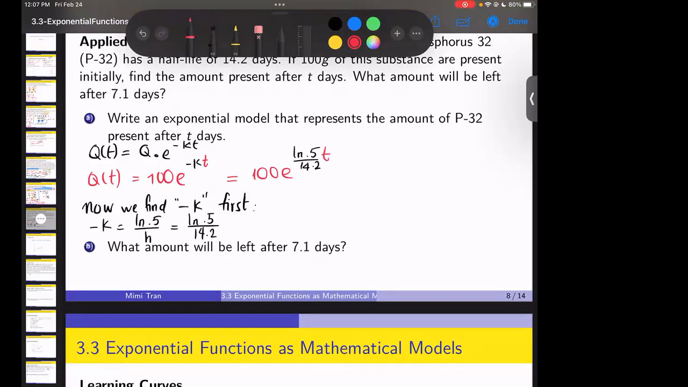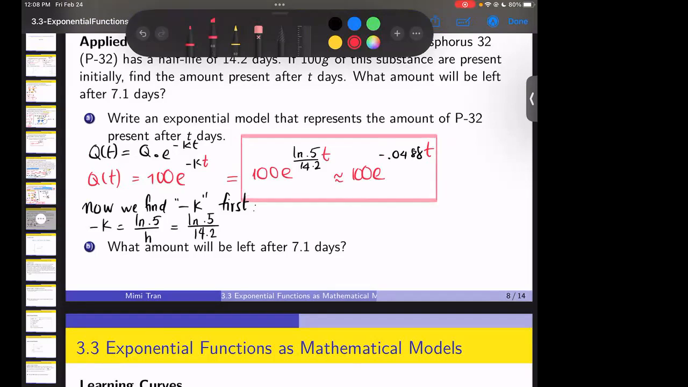So you plug that in your calculator. Let's see, ln 0.5, close parenthesis, divided by 14.2. I got negative 0.04. So this is equivalent to 100 e to the negative 0.0488 t, rounded to four decimal places. That is your Q of t.